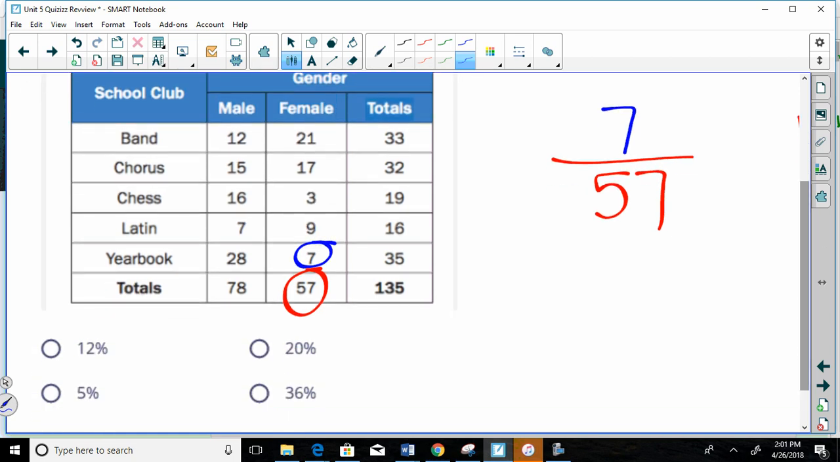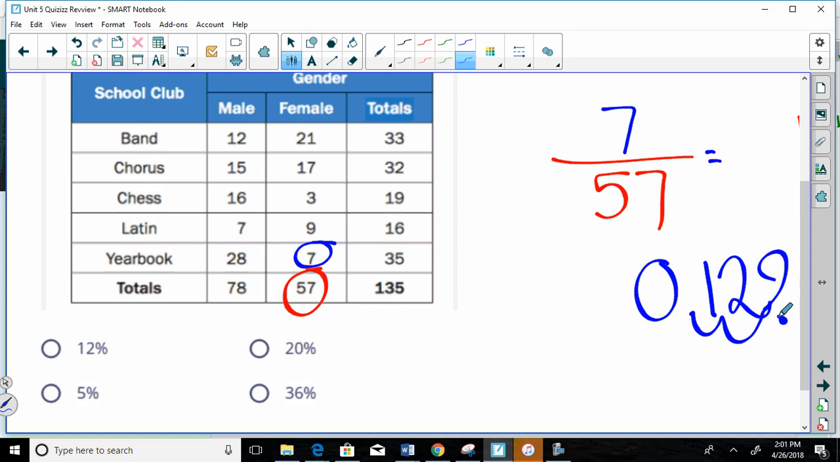How do I get this into a percent? Divide. And what do you end up getting? 0.12. And move the decimal 2 times. 12%. Sometimes it will look like 0.12, sometimes it will look like 12%. If it doesn't say given or anything like that, if it just says what is the probability that it is a girl in your yearbook, we do it out of the total. But if it says given or a certain situation, then we do it from that.